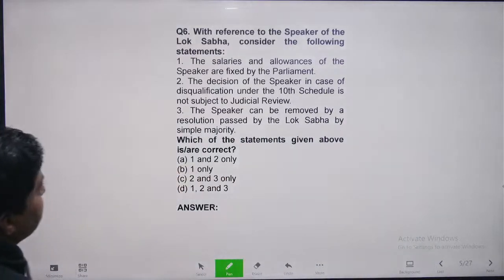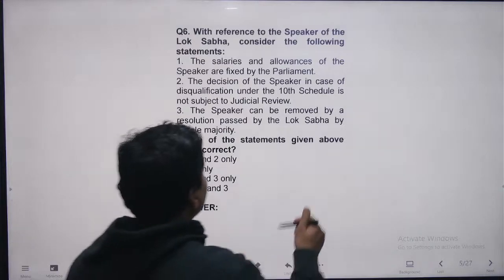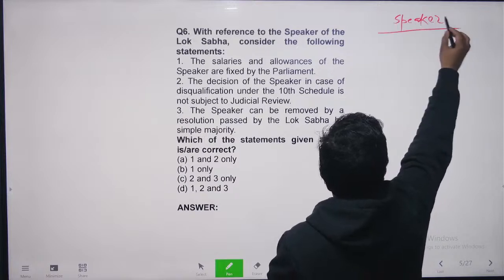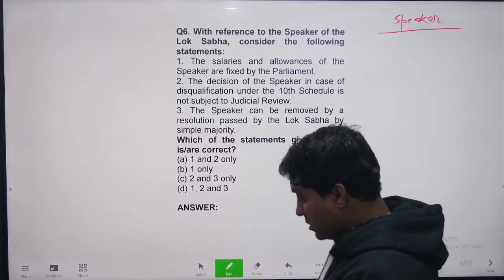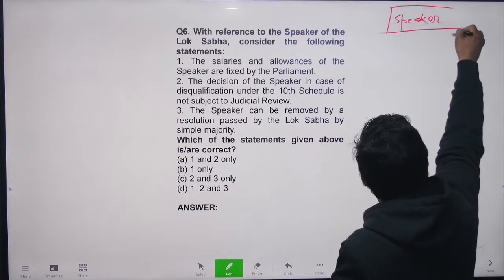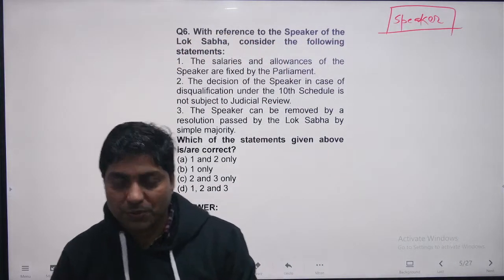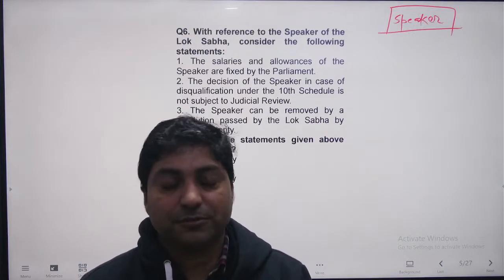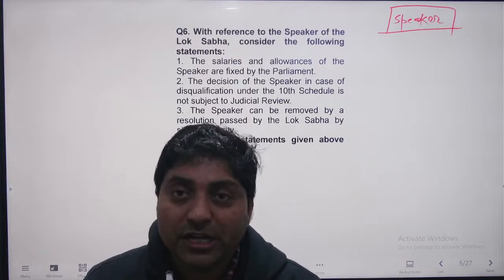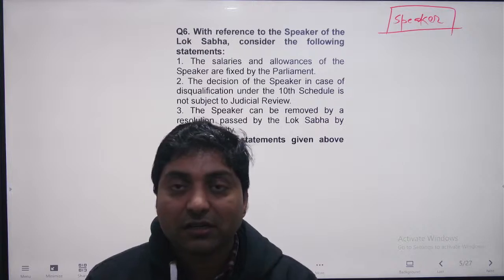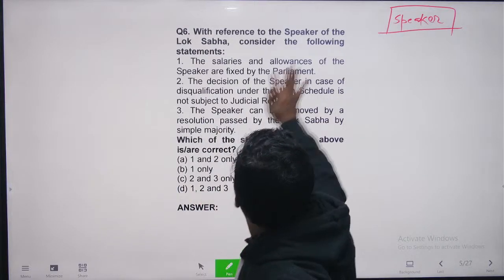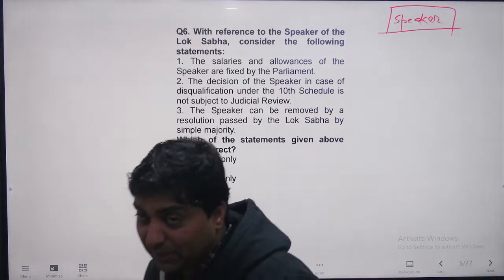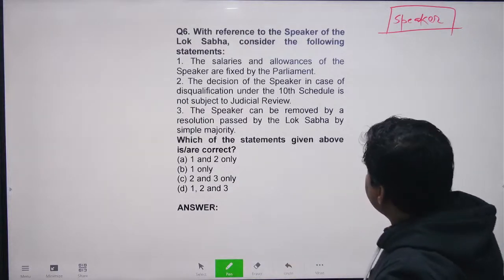With reference to the Speaker of the Lok Sabha, now look at the very important topic that we are going to discuss. A speaker, right? This time speaker and deputy speaker both are controversial. Last year we recommended that students focus on deputy speaker, and UPSC asked a question on deputy speaker. This time we are focusing that you must go through the role of the speaker, right? There may be a question on speaker.